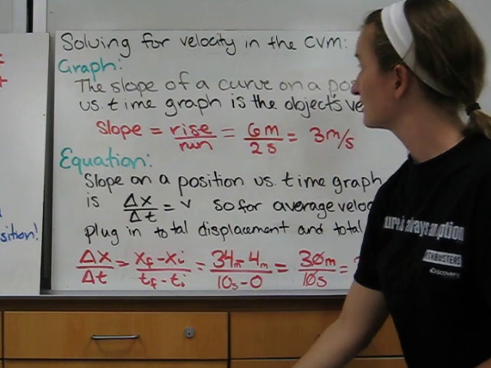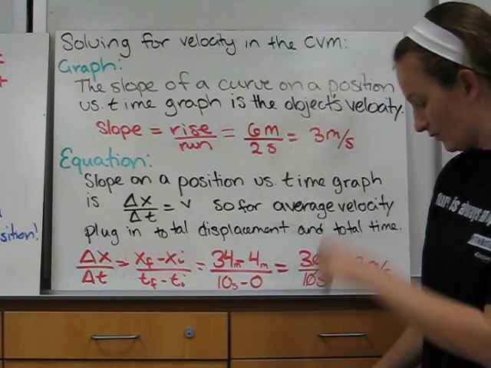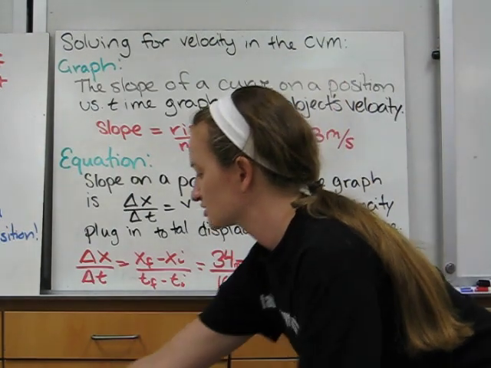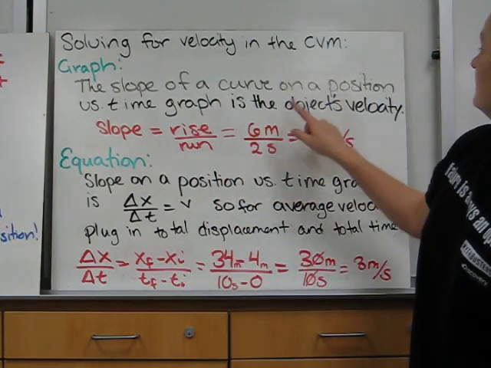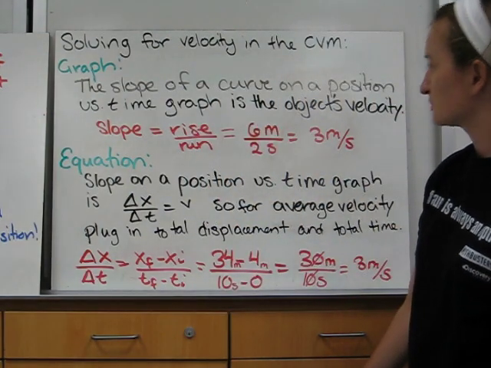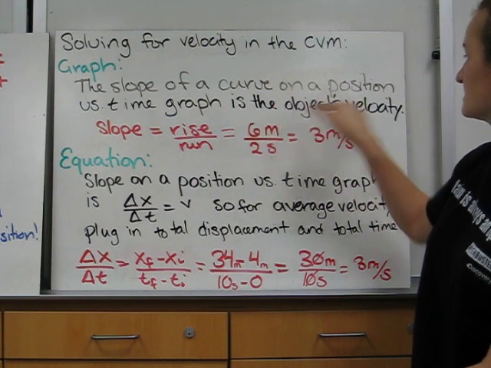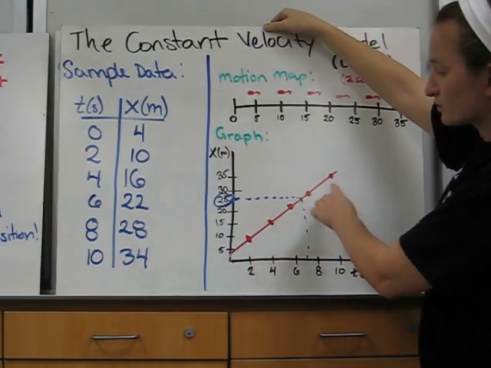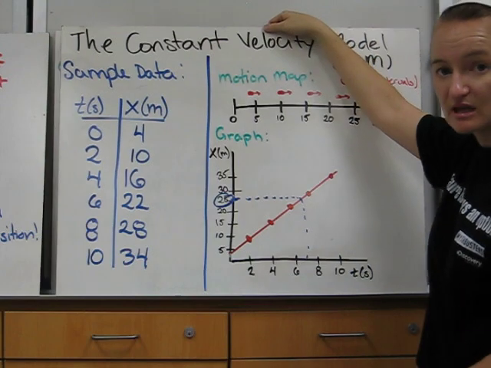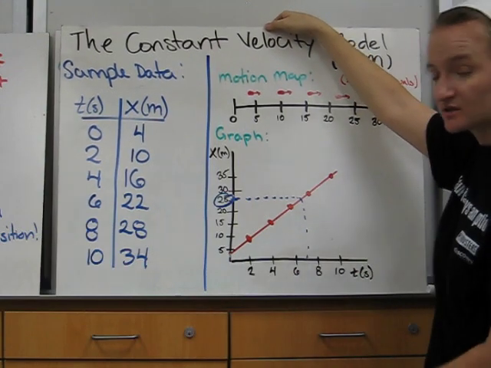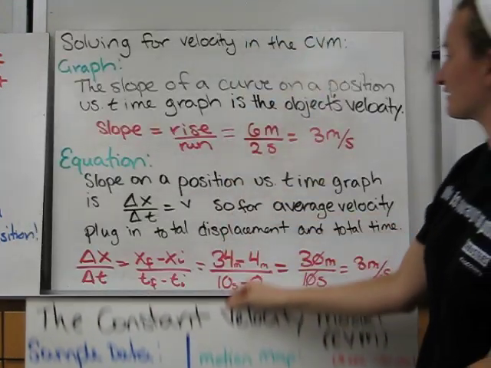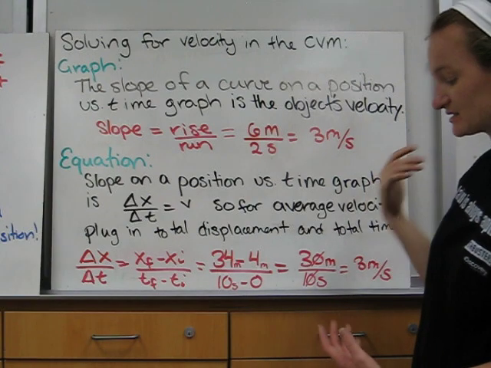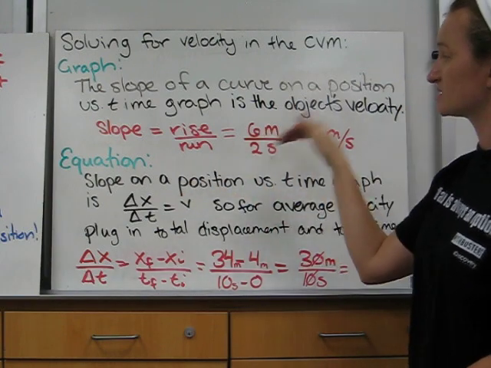How do we go about finding the velocity in the constant velocity model? Well, the first thing we can do is use the graph. We can use the graph and determine the slope of the line and use that to find the velocity, because we know on a position versus time graph, the slope is the object's velocity. So we can take the slope and do the rise over run. And because it's a straight line, we know that velocity is constant over the entire time interval. We don't have to use the average, we can use any 2 points, because it is a constant slope, it's a straight line.